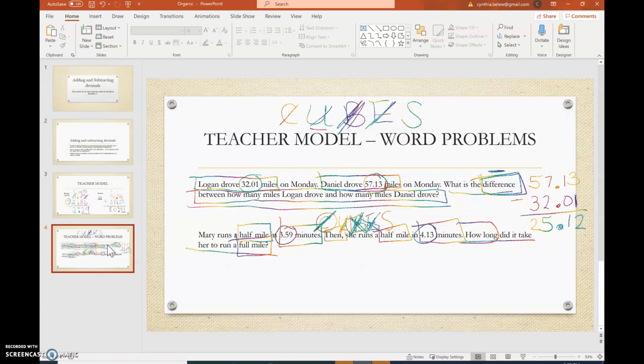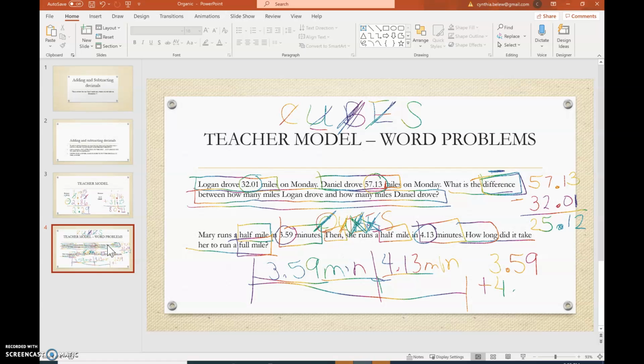Now I can solve. So it wants to know how long it took her to run a full mile. And I know in this mile, it was 3.59 minutes. And then this mile, it was 4.13 minutes. And I know that in order to get from the beginning to end, I have to add. And I'm adding, so it doesn't matter if the big one goes on top or the smaller one goes on top.